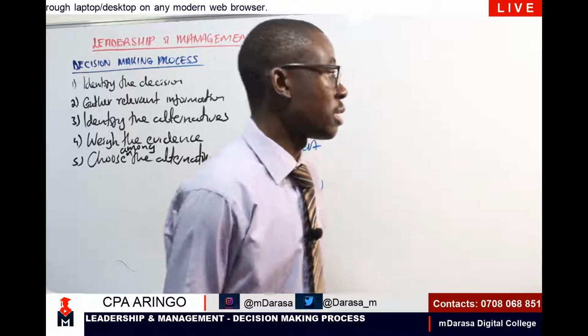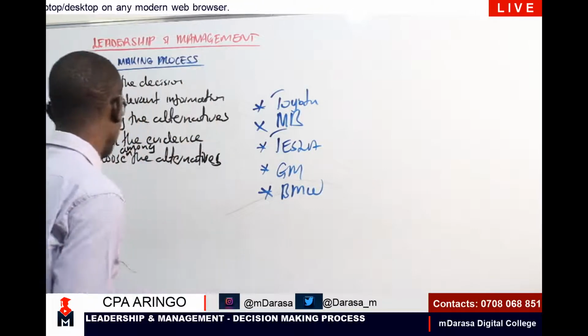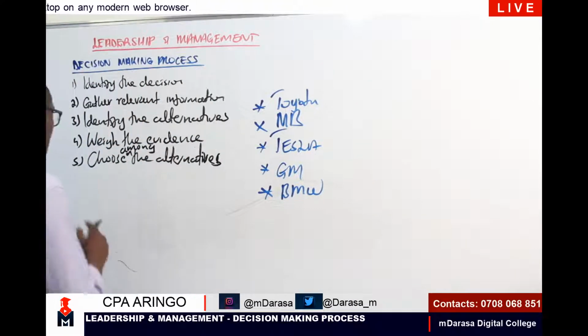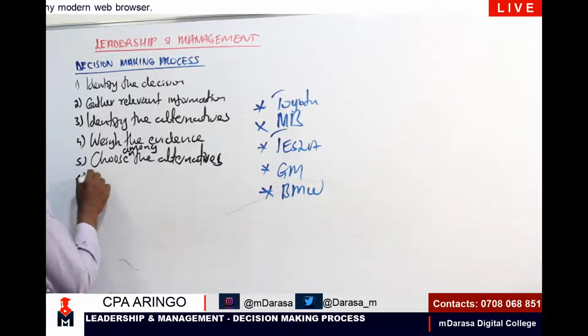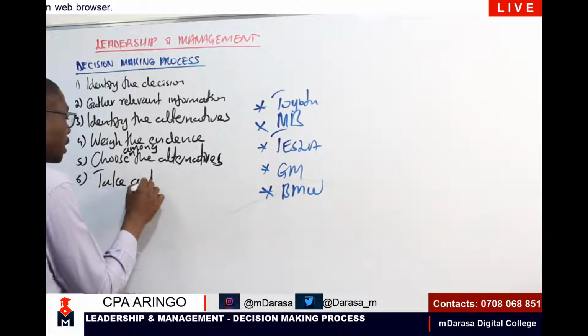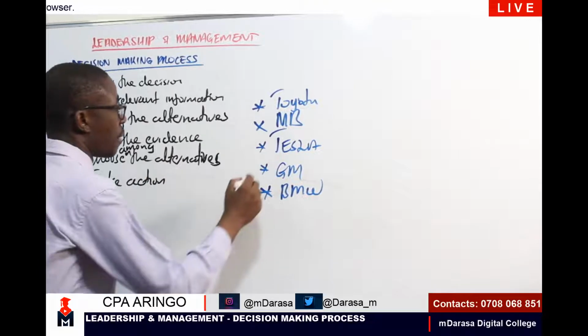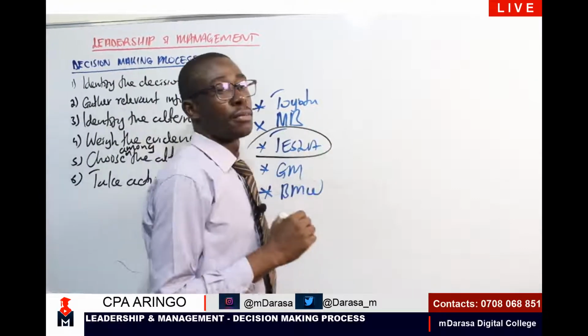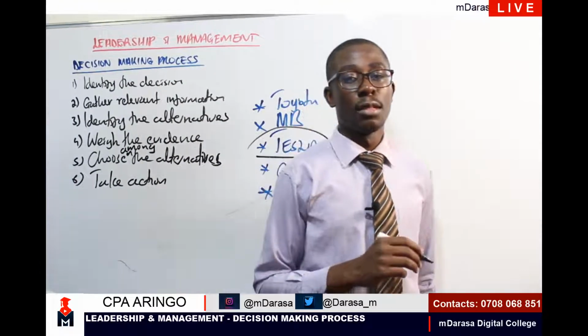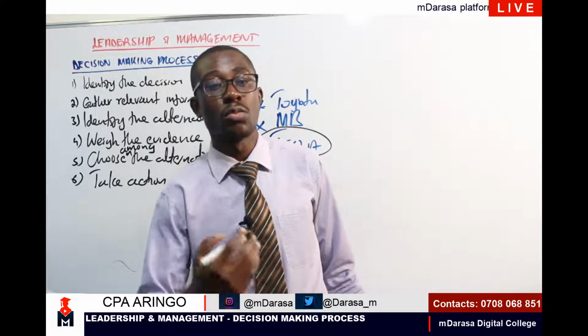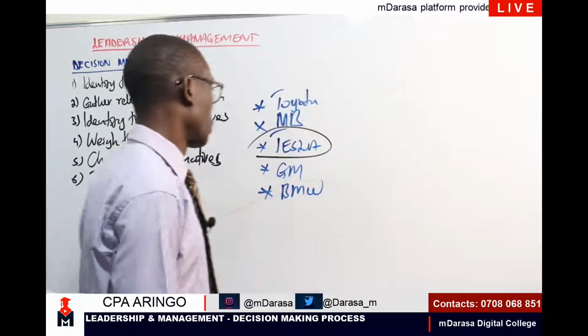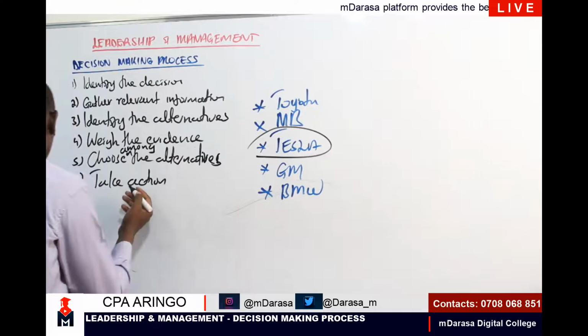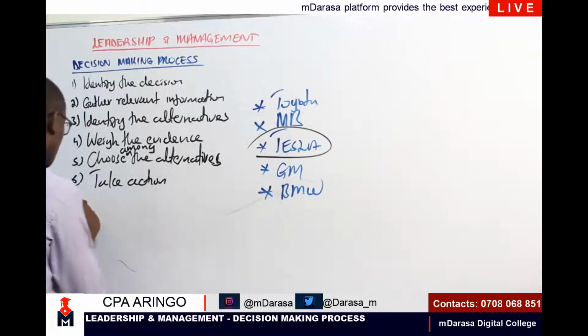Then, after I have chosen among the alternatives, I'm going to take action. Take action, that is to say, I'm going to purchase a Tesla vehicle. I've chosen Tesla, so I'm going to purchase Tesla. So we are talking about taking action.